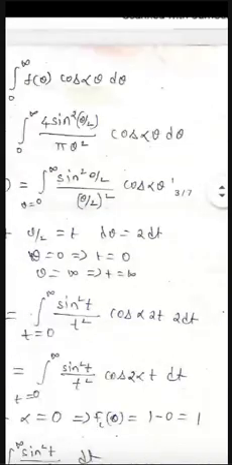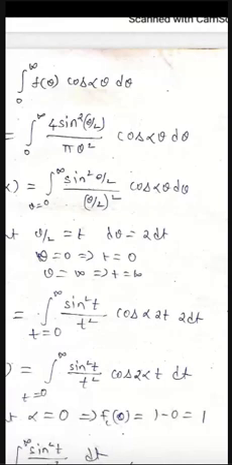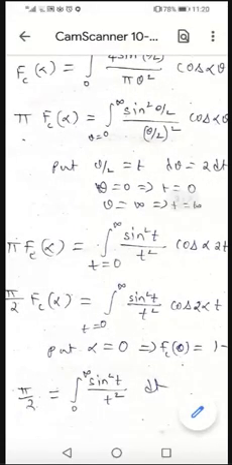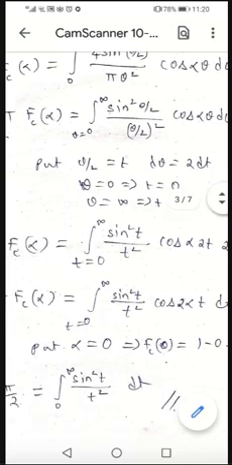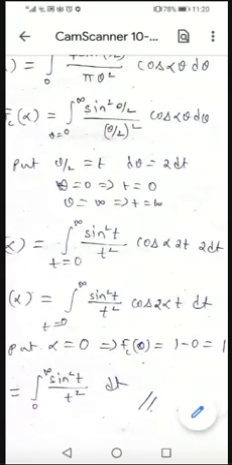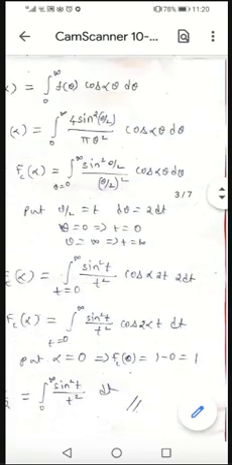Cos alpha I can write as it is, but theta value I can write as 2t, because theta by 2 is t, so theta is 2t. In the place of theta I can write 2t, and d theta can be written as 2 dt. Now 2 can be taken outside, and by cross multiplication it becomes pi by 2 Fc of alpha, equal to integration t from 0 to infinity sine square t by t square cos alpha 2t dt, right? Any doubt, any questions you can ask me.